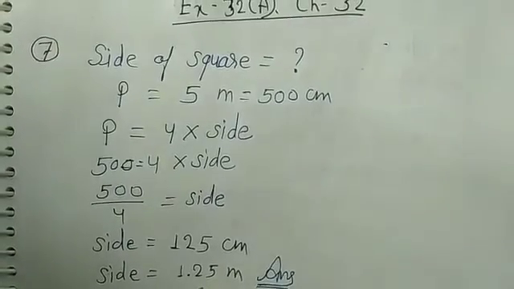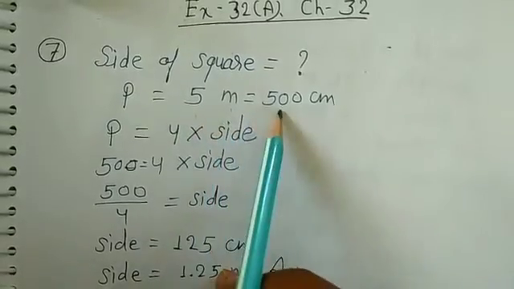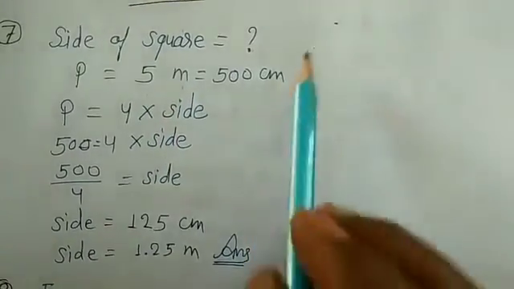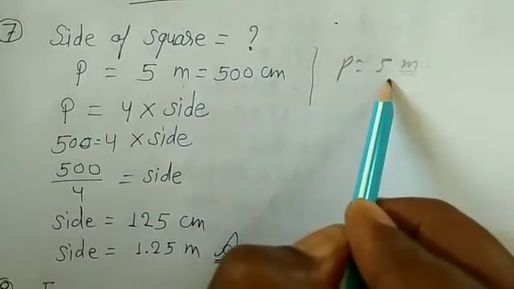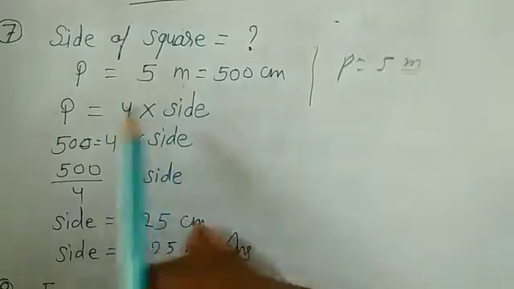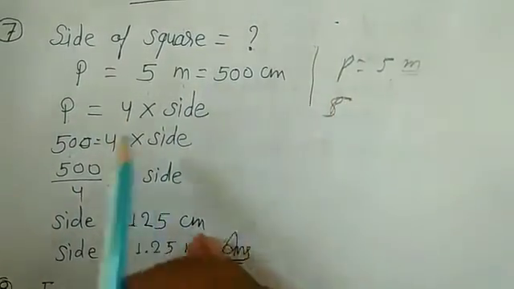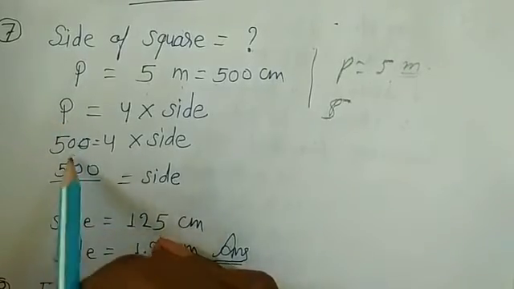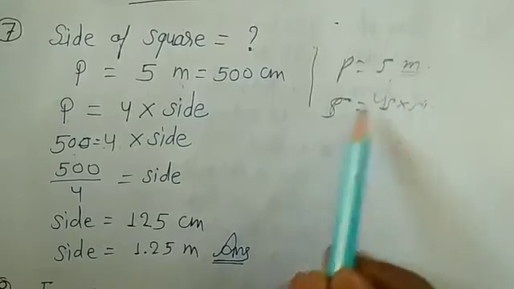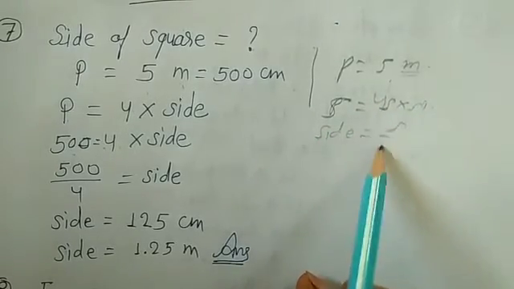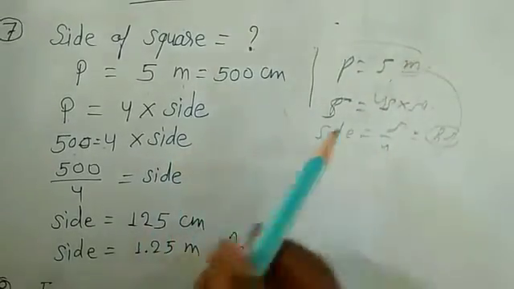Question number 7. Side of the square we have to find out. Perimeter is given 5 meter. 5 meter means 500 centimeter. You can use perimeter 5 meter only, you can find out the value also using this. This is perimeter 5 meter, then P equal to 4 into side. So 5 equal to 4 into side, that will be side equal to 5 upon 4 equal to 1.25 meter. You can also follow this process also.